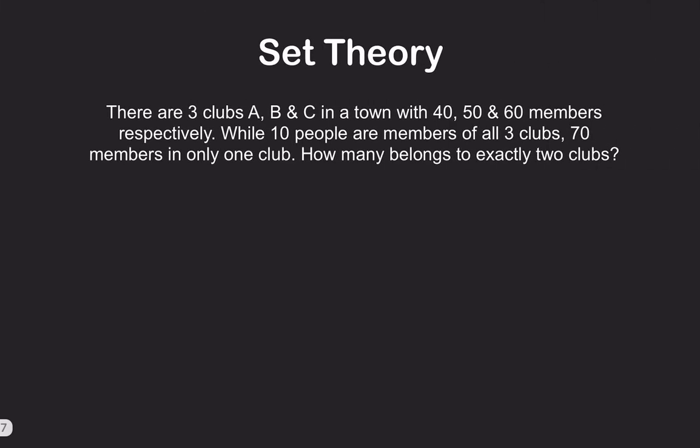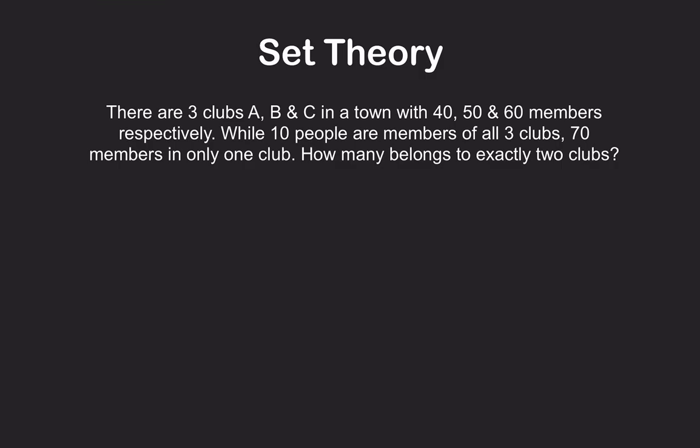Now moving on. There are 3 clubs A, B, C in town, which have these many members. Now, instead of 2 sets, we have 3 sets A, B, and C. So the complexity has increased. So do you need to learn all the formulas? No. Let's see how you will do this.